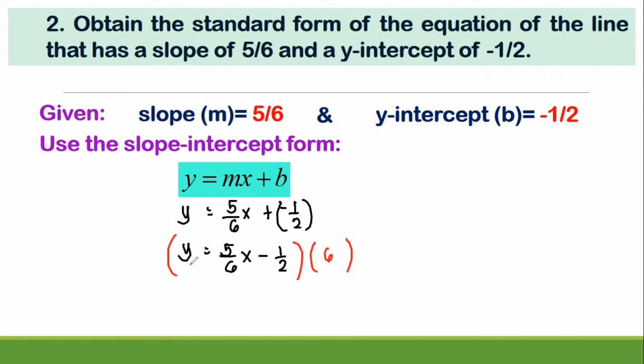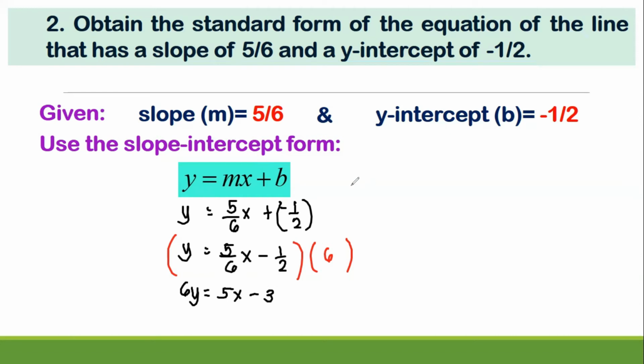So 6 times y is 6y. And then we have here 6 times 5/6 x. You can do it this way: 6 divided by 6 is 1, times 5x. That will give you 5x. And here, 6 divided by 2 is 3, times 1, it's 3, negative 3.